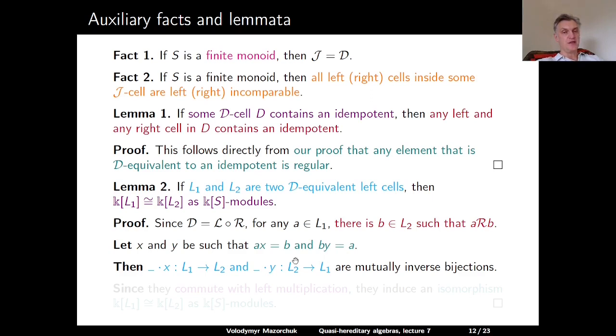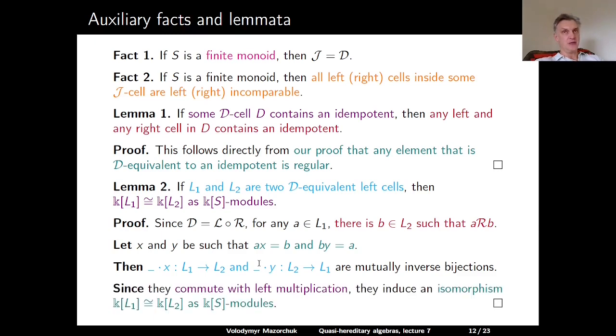From these equalities, it follows that axy is a and byx is b, which means that these two maps are actually mutually inverse bijections. These maps are given by right multiplication. This certainly commutes with left multiplication, and left multiplication describes on cell modules the structure of a KS module. So these mutually inverse bijections define isomorphisms between our cell modules KL1 and KL2.